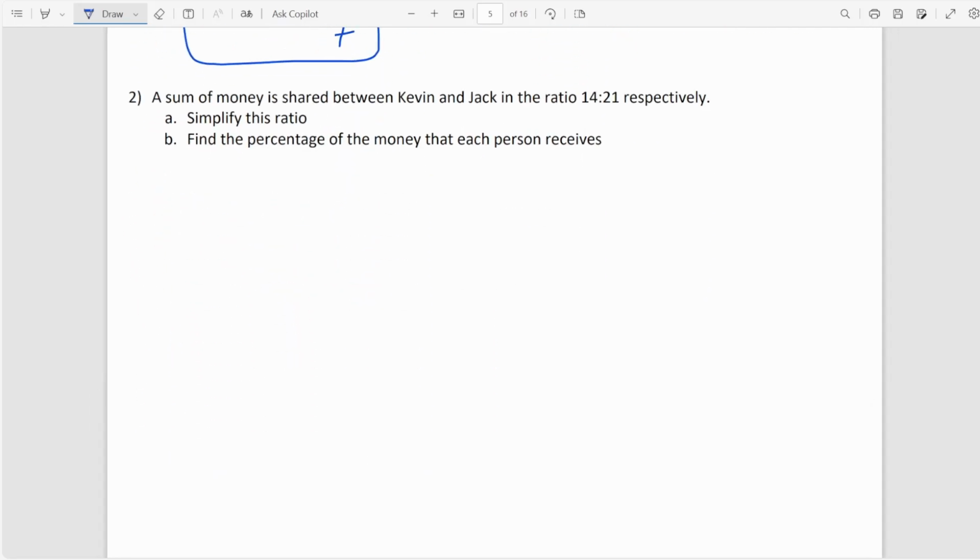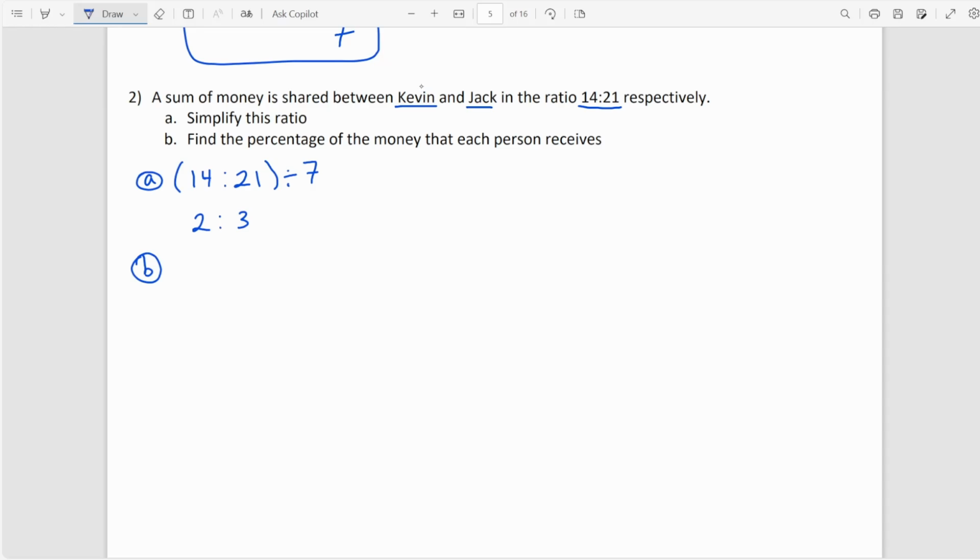Okay, let's take a look at this example. A sum of money is shared between Kevin and Jack in the ratio 14 to 21, respectively. Part A, simplify this ratio. I will go ahead and write the ratio down, 14 to 21. And I will divide through by the highest common factor, which is 7. It gives us 2 to 3. Okay. Part B, we're being asked to find the percentage of the money that each person receives.